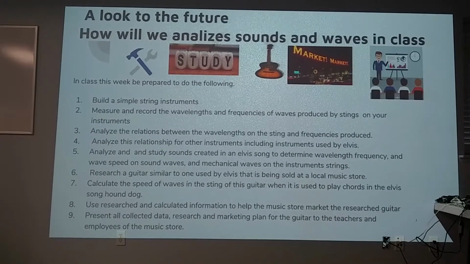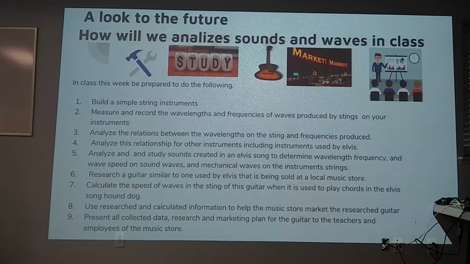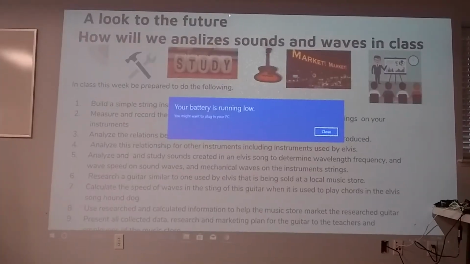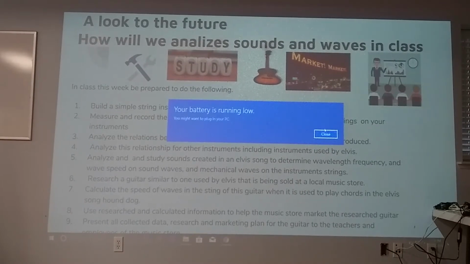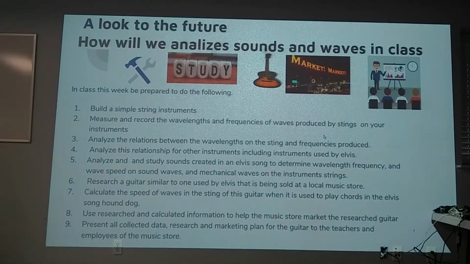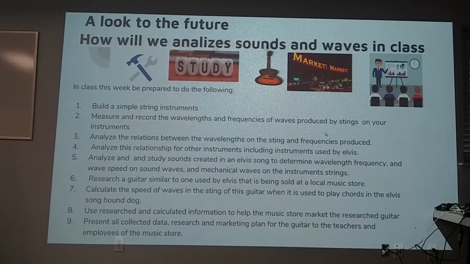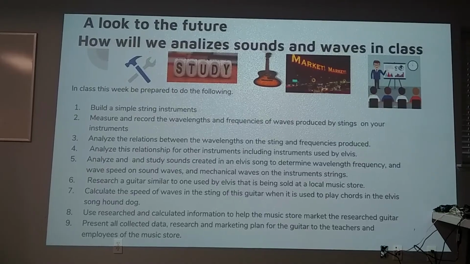Research the guitar and similar ones used by Elvis that are being sold at a local music store. Calculate the speed of the waves in the string on the guitar when it's used to play chords in Elvis' song Hound Dog. Use the research data to help the music store market the guitar that you're researching. When you've got all that, you're going to present this data to employees at the music store.